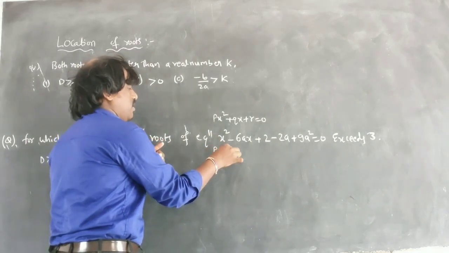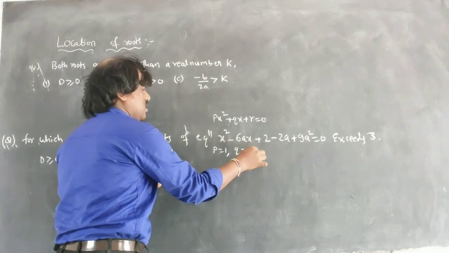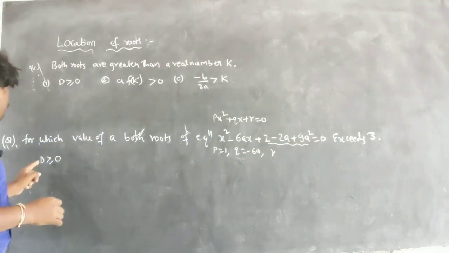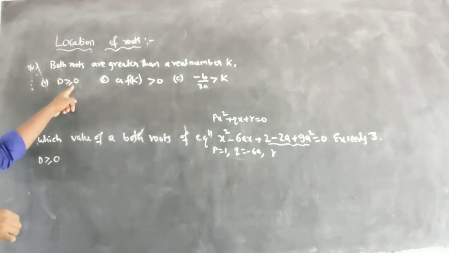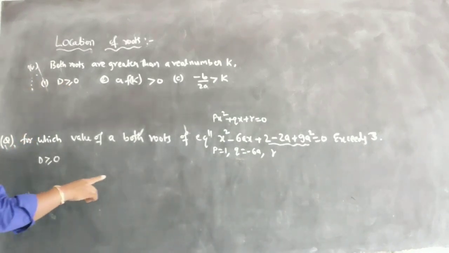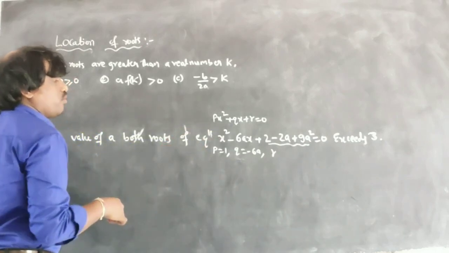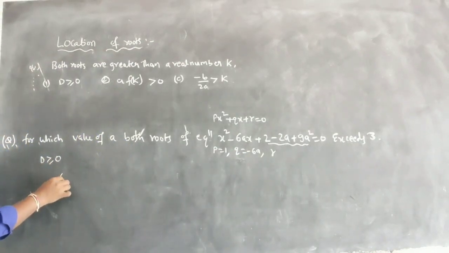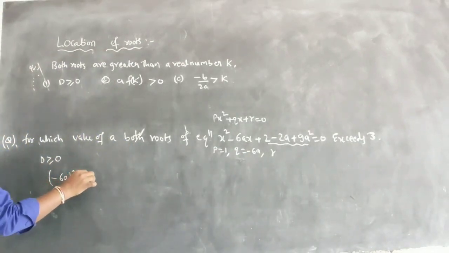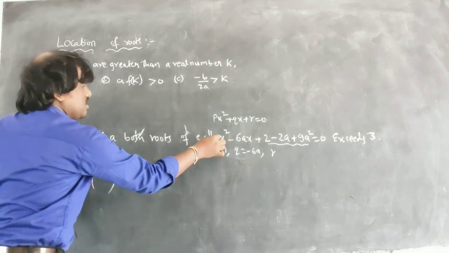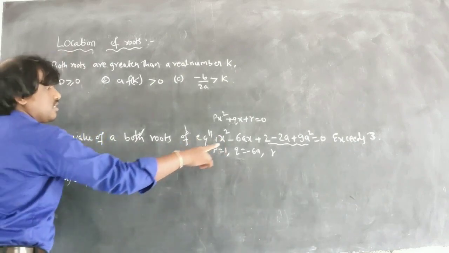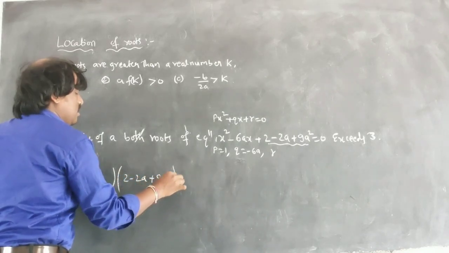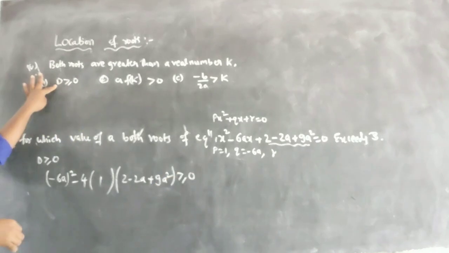The p value will be what? 1. And the q value will be what? Minus 6a. And what is the r value? r is the rest of all these. So now what do I have to apply? D greater than or equal to 0. First case, D greater than or equal to 0, that is b square minus 4ac, that is p square minus 4qr. So b square is minus 6a square, minus 4 into a, here p is 1, into r, that is 2 minus 2a plus 9a square, is greater than or equal to 0. The case number 1 I applied.